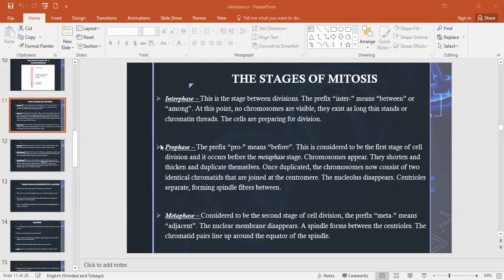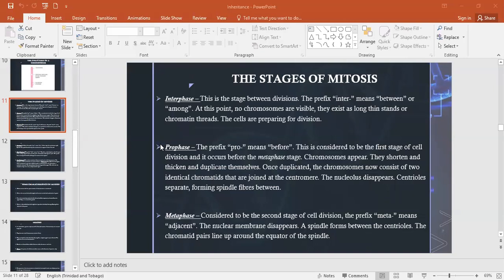So it is at that point where you will be able to see the chromosomes a little bit more because they will become short and fat. And that is where you'll see it on a microscope. So that is the interphase stage. It is getting ready to divide.